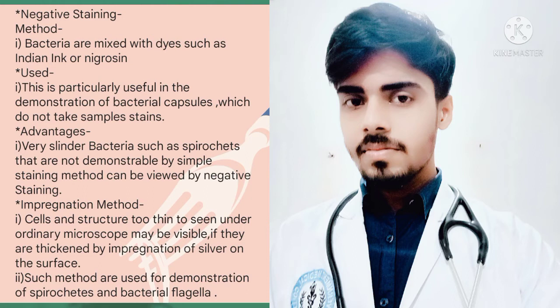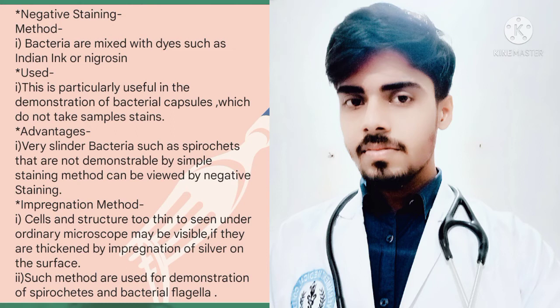Now we will talk about the third method, that is the impregnation method. In this method, cells and structures too thin to be seen under the ordinary microscope may become visible only if they are thickened by impregnation of silver on the surface. So this method is known as the impregnation method. And what is the advantage of the impregnation method? Such methods are used for the demonstration of spirochetes and bacterial flagella. This is the advantage of the impregnation method. This is all about the different methods of staining of bacteria.